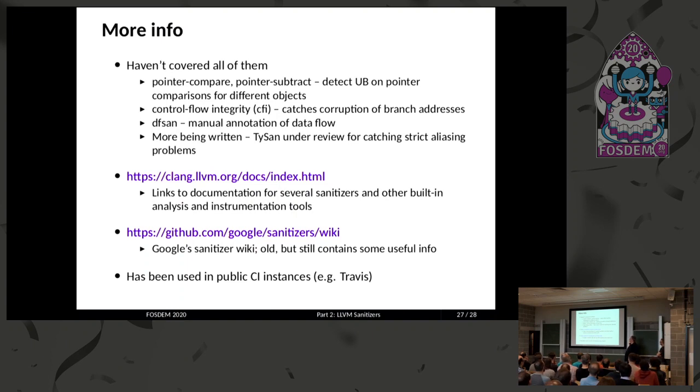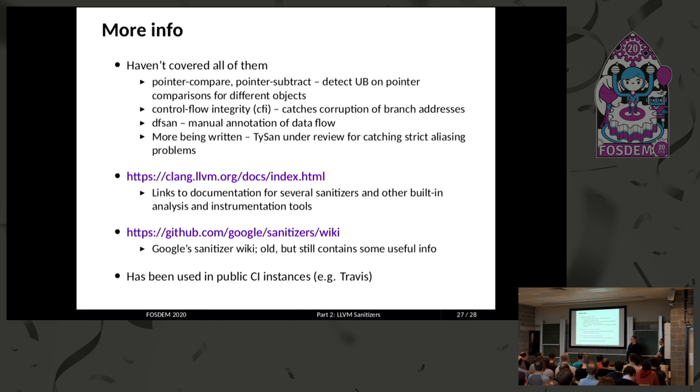There's a few other useful ones. So pointer compare and pointer subtract. If you've malloced two separate objects and you try and compare pointers on them, that's undefined, because, hey, they might be completely different memory spaces. You don't know. Control flow integrity. If some sneaky bit of user data is trying to overwrite your stack pointers and get you into a bit of memory you're not supposed to, you've got the CFI to catch that.